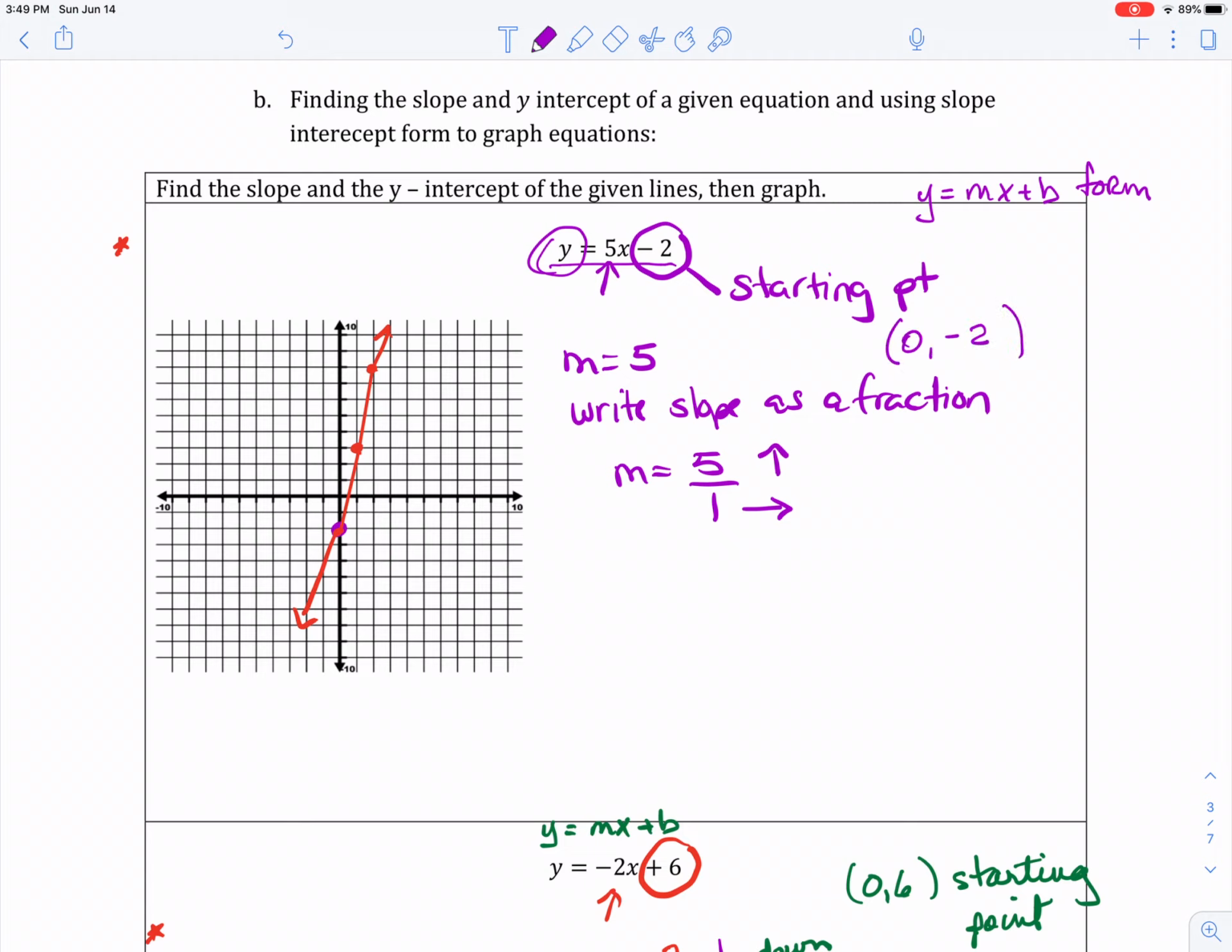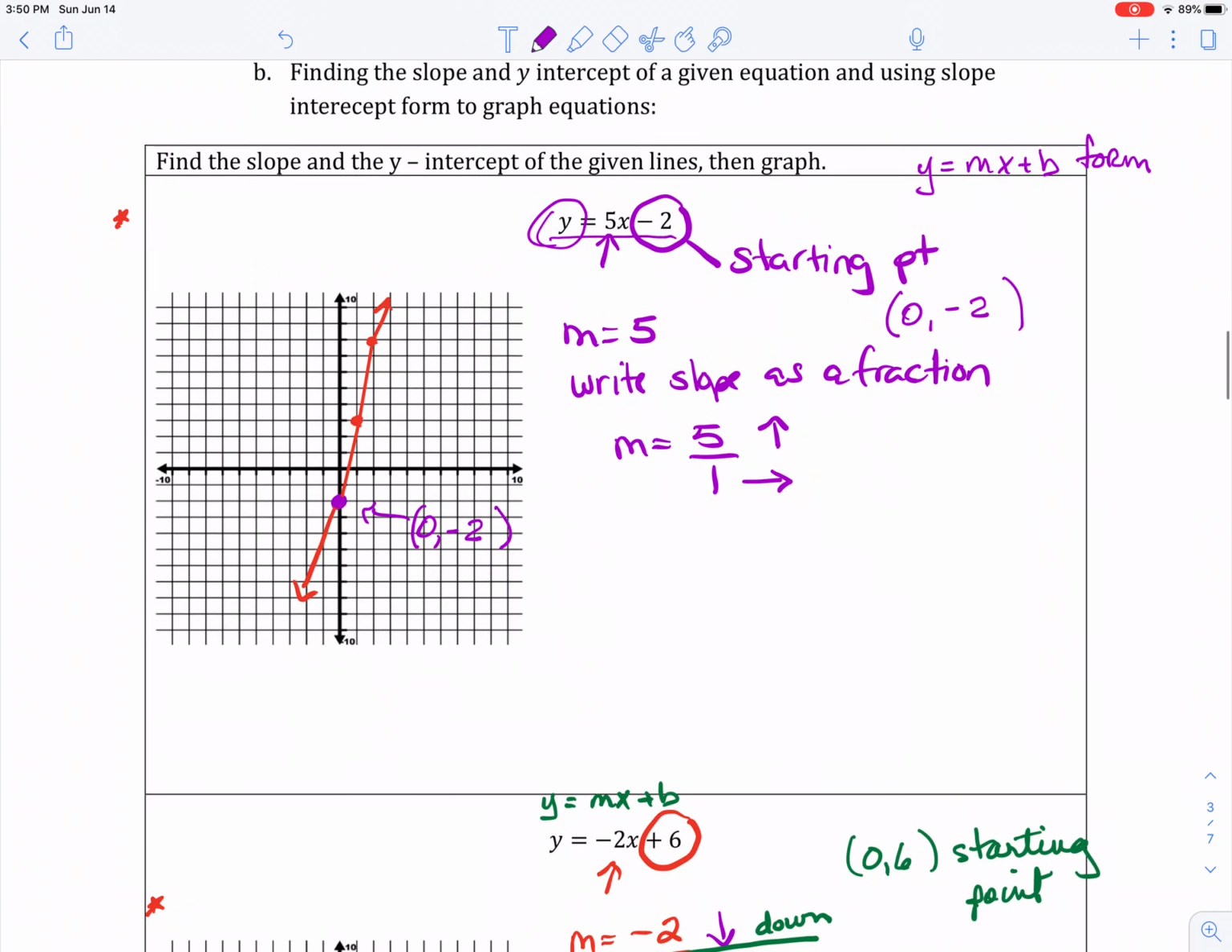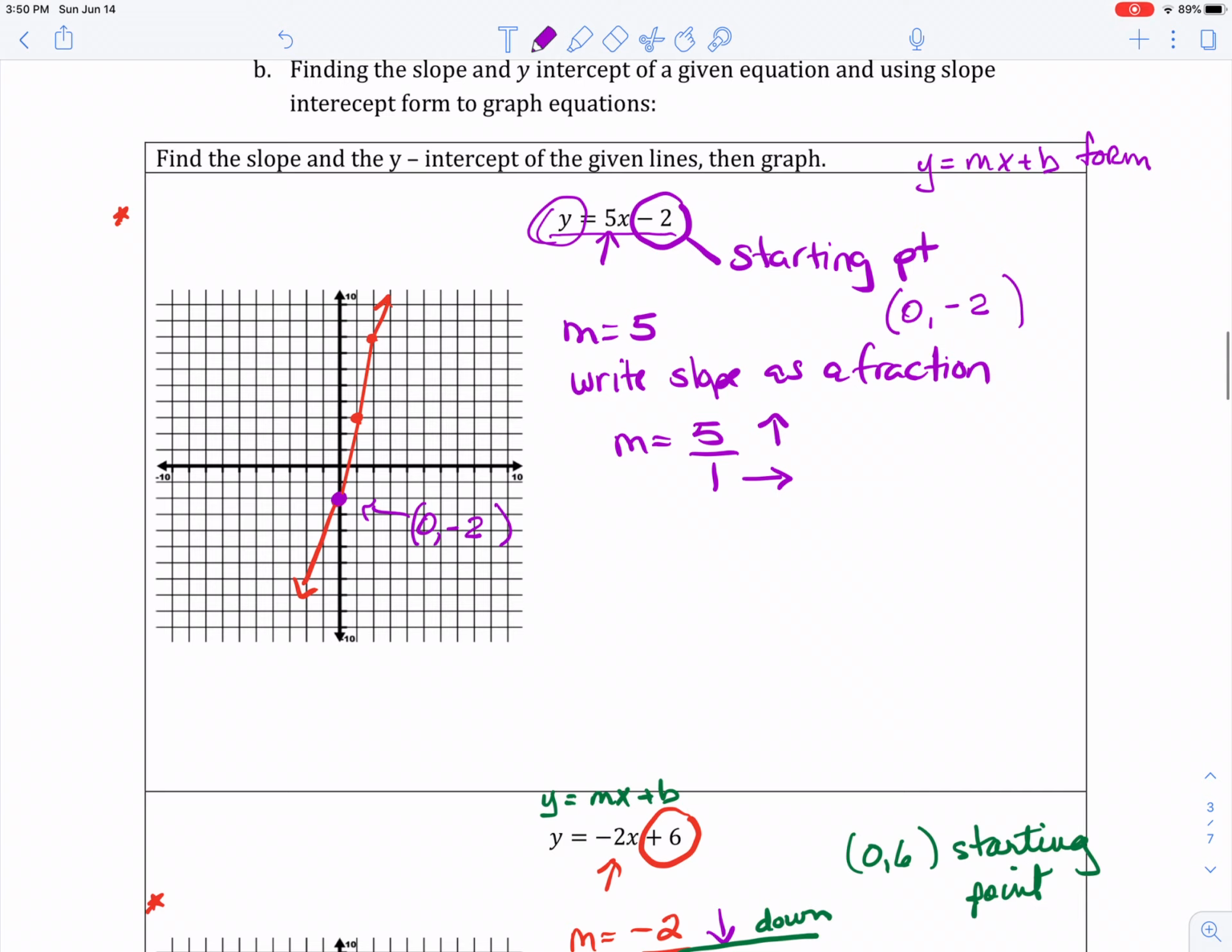So you can see we've plotted the y-intercept first at 0, negative 2. That gives you your starting point. And then you use this 5 over 1 to count up 1, 2, 3, 4, 5 from that starting point. Turn the corner and go 1 to the right. And you could repeat that again. Here's 5 up and 1 to the right.